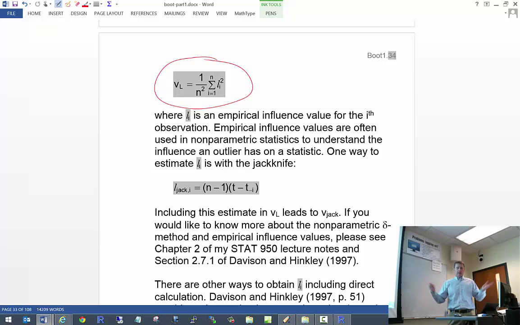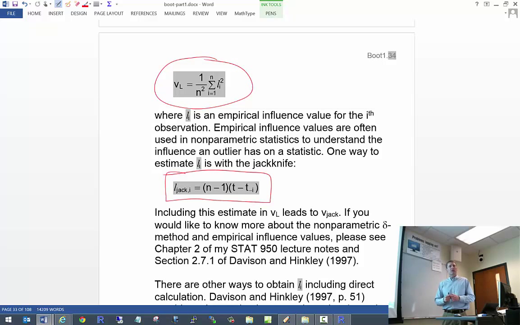Again, in my Stat 950 class, we would spend about 2 days talking about this and deriving these empirical influence values. Instead, we're doing a shortcut here, which I think is perfectly fine. We can actually estimate these empirical influence values with the jackknife. So L sub jack is n minus 1 times t minus t sub minus i, the statistic t without the ith observation.